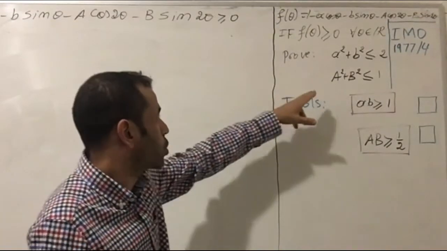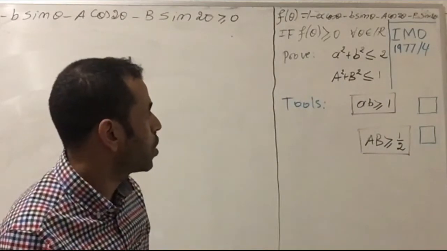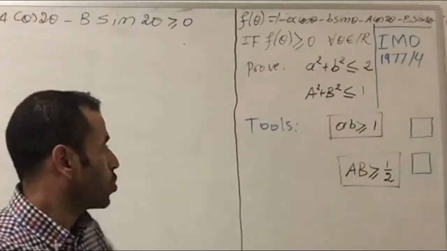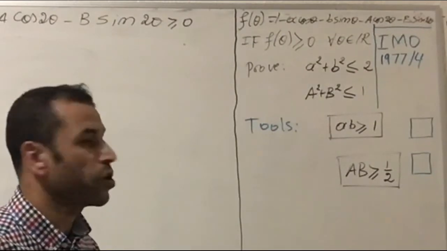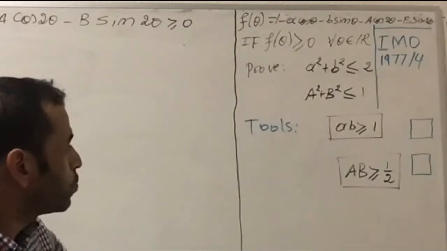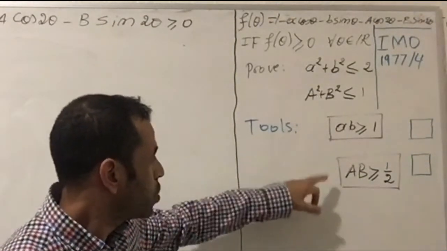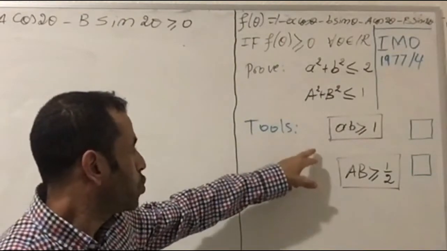We have these two questions. Prove a squared plus b squared inferior or equal to 2. Another question, prove capital A squared plus capital B squared inferior or equal to 1. Before I start proving these, I'm going to prove these two inequalities, and I'm going to use them as a tool.